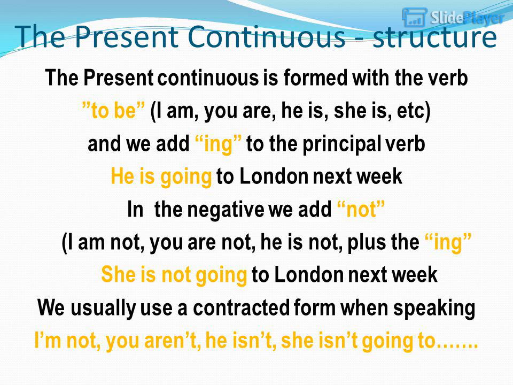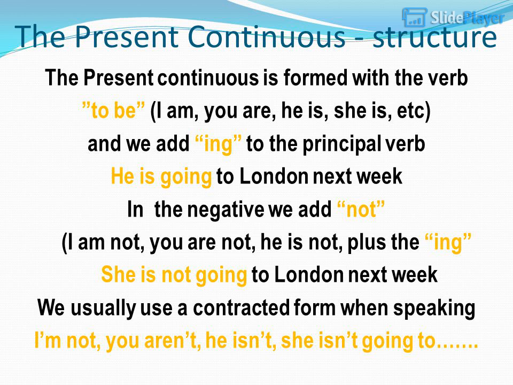tickets. The present continuous structure. The present continuous is formed with the verb to be: I am, you are, he is, she is, etc., and we add ing to the principal verb. He is going to London next week.